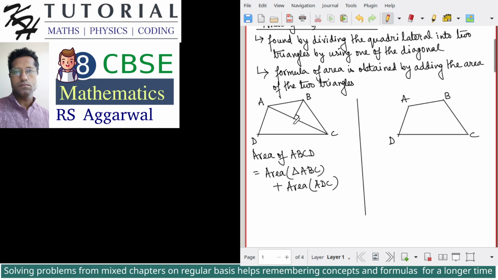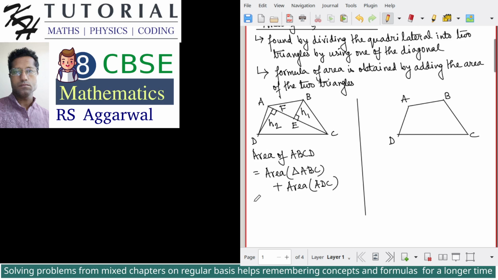Let's say BE is perpendicular to AC. That is, BE will be the height of triangle ABC, considering AC as the base. Similarly, considering AC as the base of triangle ADC, we will draw a perpendicular from D to AC. Let's say DF is perpendicular to AC. So let's say the length of BE is h1 and the length of DF is h2.